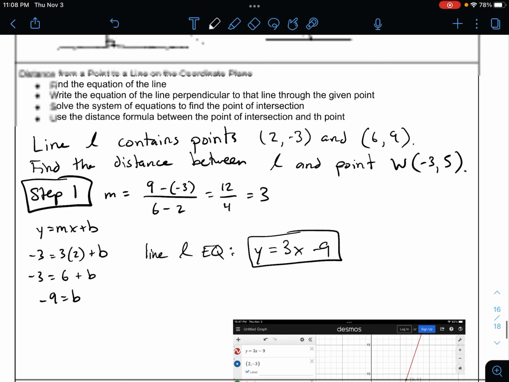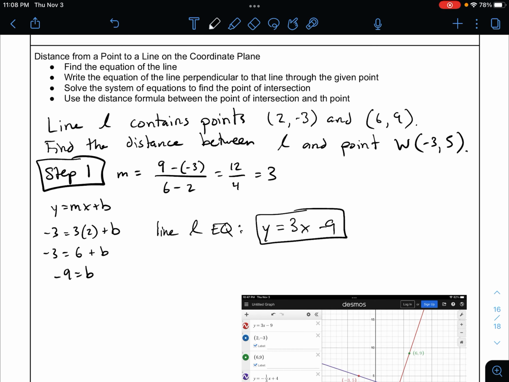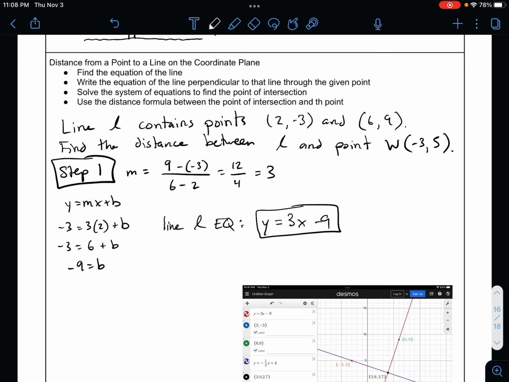Step 2: we want to write the equation of a line perpendicular to that line through the given point. So we want to think of a line that is perpendicular to this line L. Since this is step 2, if I want a perpendicular line, I need the opposite reciprocal slope. The opposite reciprocal of 3 is -1/3, right?